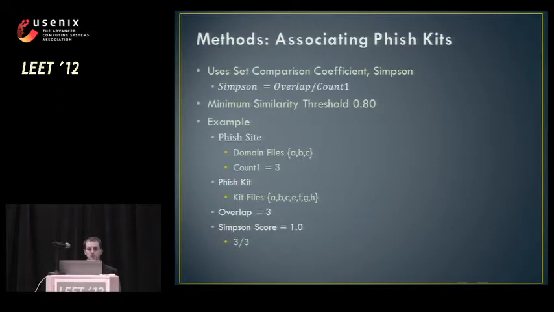So what we do is we say, hey, we're going to look for an overlap, just like we did with the DeepMD5 score. But this time, we're only going to take the phishing site's count into account in the score. So essentially what we're looking for is how much of a particular phish is a subset of a phish kit. Once again, I've got a simple example. The phish site has 3 files that are web-facing. The phish kit actually has 7, I believe, if I'm getting it right. And we see that we've got an overlap of 3. We're only using the count of the phishing site's files, so we have a Simpson score of 1. Once again, we'll use a minimum threshold here of 0.8.